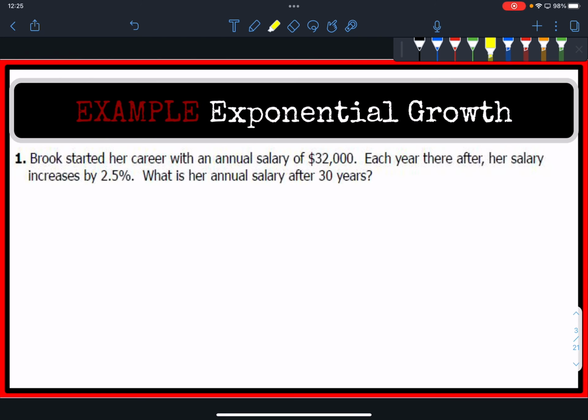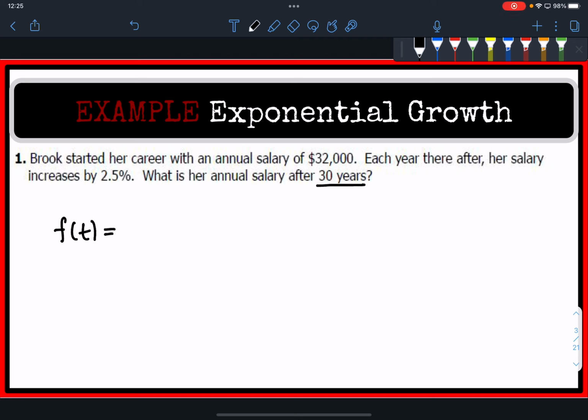So let's say that Brooke started her career with an annual salary of $32,000, and that each year thereafter, her salary is going to increase by 2.5%. So it's a rate of growth of 2.5%. And we want to figure out her salary after 30 years.